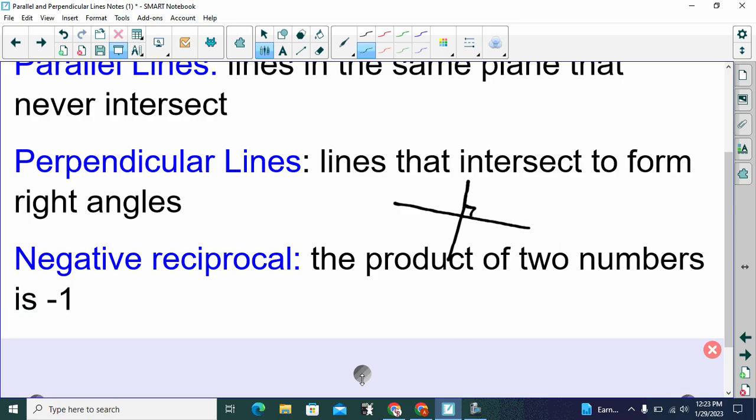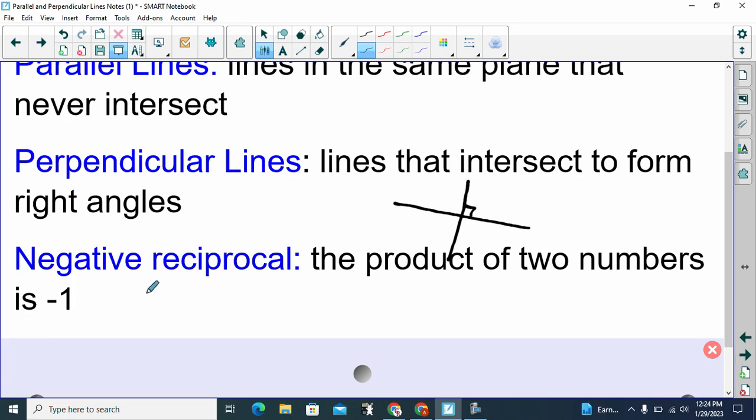We will also use the phrase negative reciprocal or opposite reciprocal. Numbers that are opposite reciprocals have a product, which means multiply, of -1. The product of the two numbers is -1. Then they would be opposite reciprocals. So to multiply things together and get a negative number, that means one needs to be positive and one needs to be negative. And then reciprocal is when we flip it.